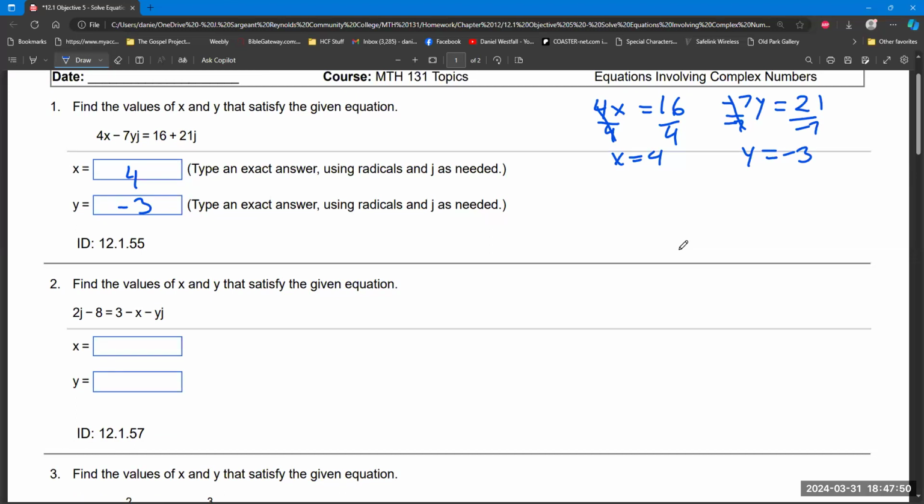Now let's find the values here that satisfy this equation. 3 minus x is my real part, and that needs to be equal to negative 8. And negative y is my imaginary part that needs to be equal to 2. So negative x needs to be equal to negative 11, and x needs to be positive 11, and y needs to be a negative 2.